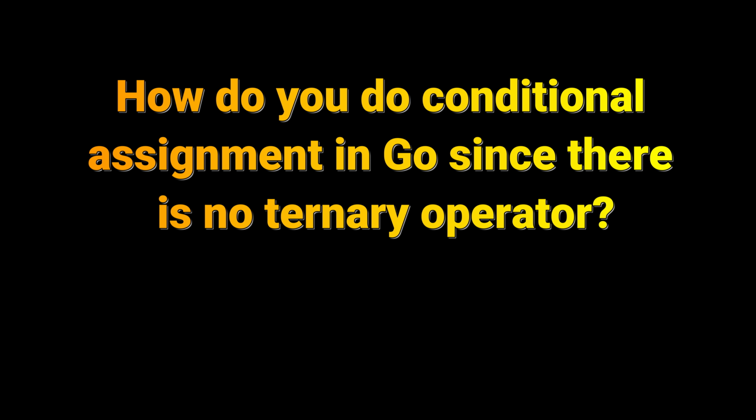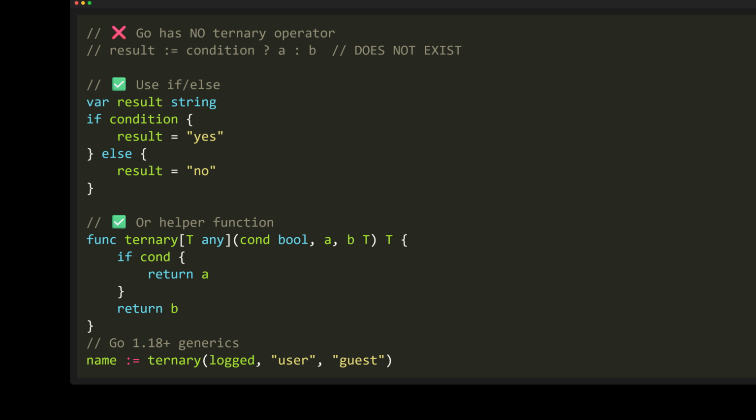Question: how do you do conditional assignment in Go since there is no ternary operator? Answer: Go does not have a ternary operator like condition ? A : B. Instead, you use an if-else statement to assign the value. This is the most common and clear way in Go.